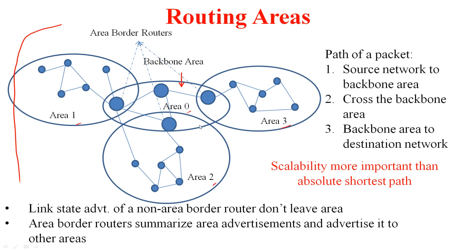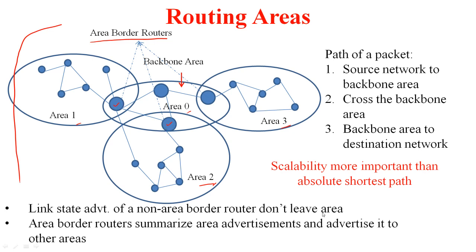Area 0 is a special area that is made up of the special area border routers. These area border routers basically interconnect non-backbone areas with the backbone area. Each area is definitely served by one area border router, sometimes even more. For example, area 2 is being served by two area border routers, this and this.